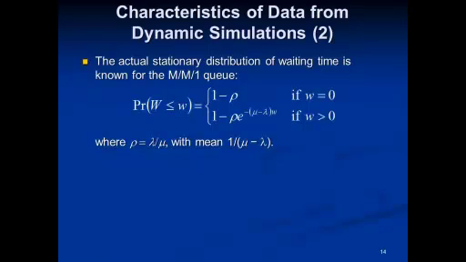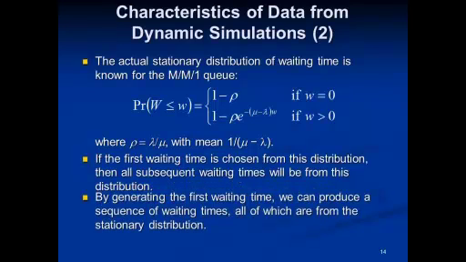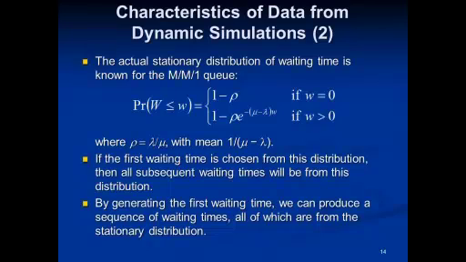Now, if we looked at the actual stationary distribution of waiting time of the M/M/1 queue, it would look something like that. And if the first waiting time is chosen from this distribution, then all the subsequent waiting times will be from this distribution as well. And by generating the first waiting time, we can produce a sequence of waiting times, all of which are from the same distribution, which the bottom graph on the next chart is going to show.